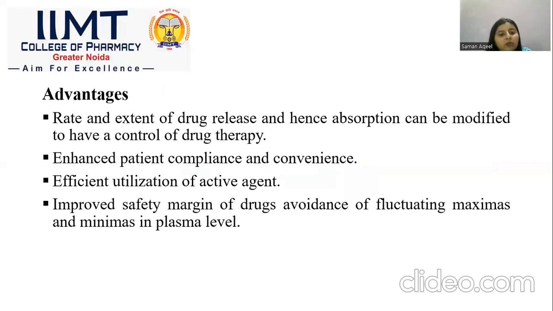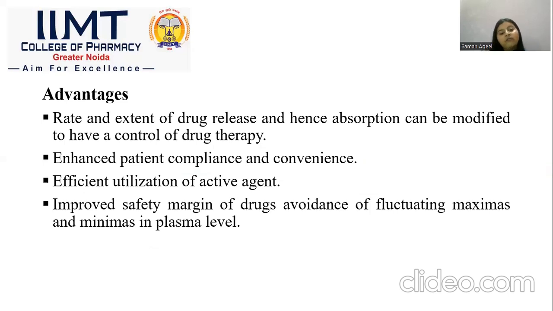Now, let's come to the advantages of these controlled drug delivery systems. The first advantage is that the rate and extent of drug release, and hence absorption, can be modified to have control of drug therapy. We are controlling the rate and extent of drug release, so the absorption is also modified, and the drug therapy has a controlled release. Next is the enhanced patient compliance and convenience, as discussed earlier.